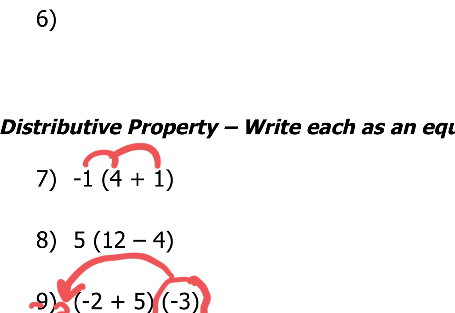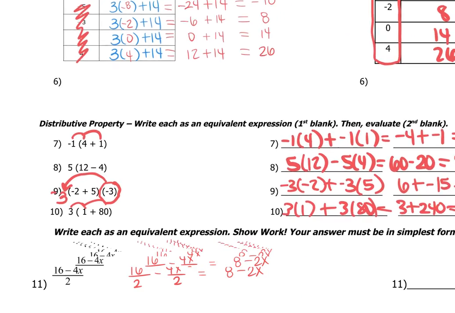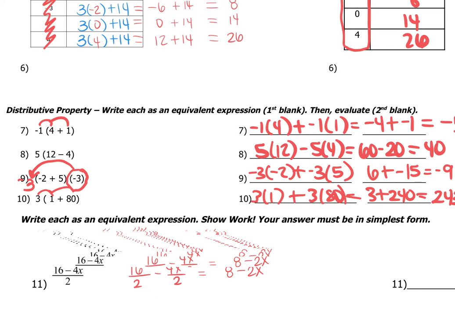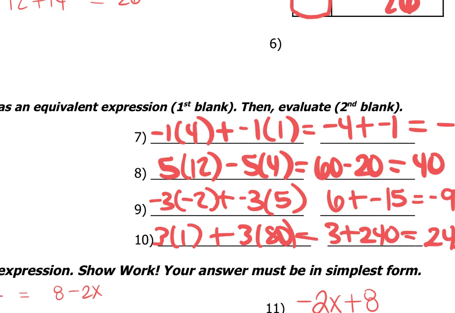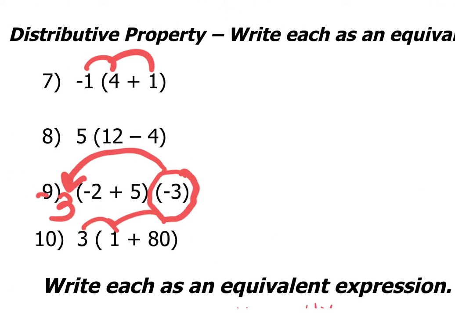For number 11 here, we are actually going to do that distributive property of division, where we take the denominator and distribute it to the terms in the numerator. So we'll have 16 over 2 minus 4x over 2, and when we simplify that, that'll give us 8 minus 2x. Now we can't simplify that any further because we can't put the negative 2x with the 8. We can take that answer and rewrite it as negative 2x plus 8 because mathematically speaking, we should be putting the variable term first.